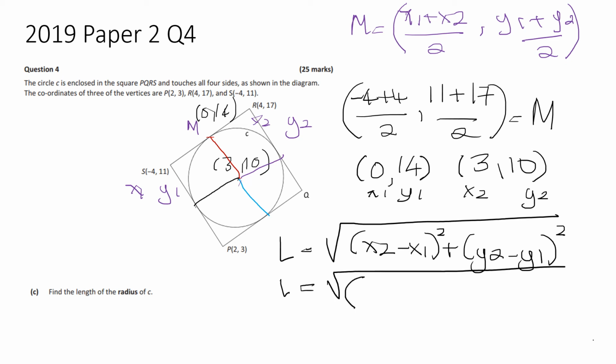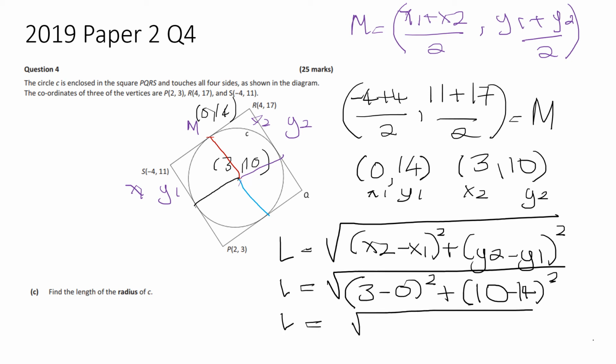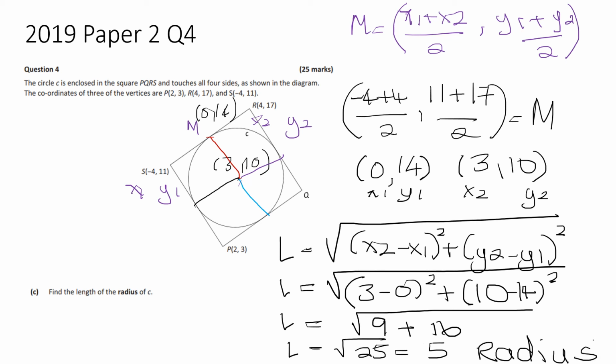And then we have 3 minus 0 to be squared plus 10 minus 14 to be squared. So 3 minus 0 is 3, 3 to be squared is 9, and then 10 minus 14 is minus 4, 4 to be squared is 16. So that means that L is equal to the square root of 25, which is equal to 5. So that means that the radius is 5 centimeters.